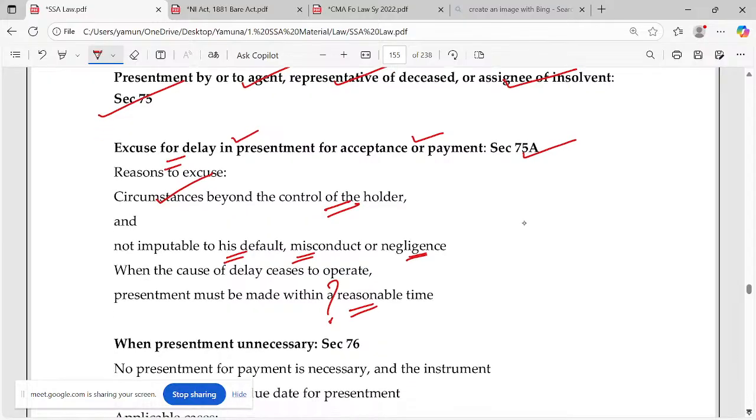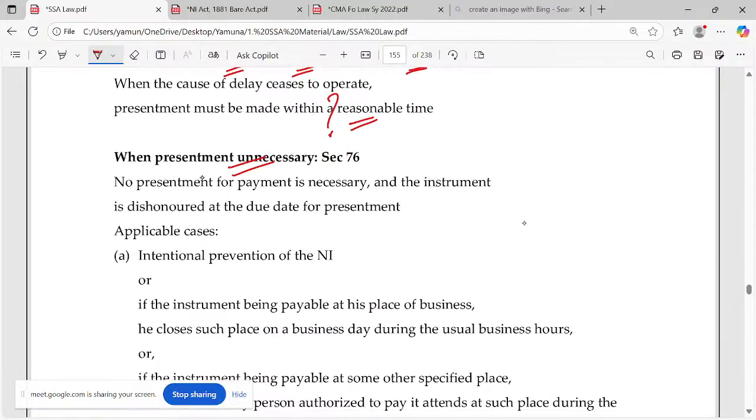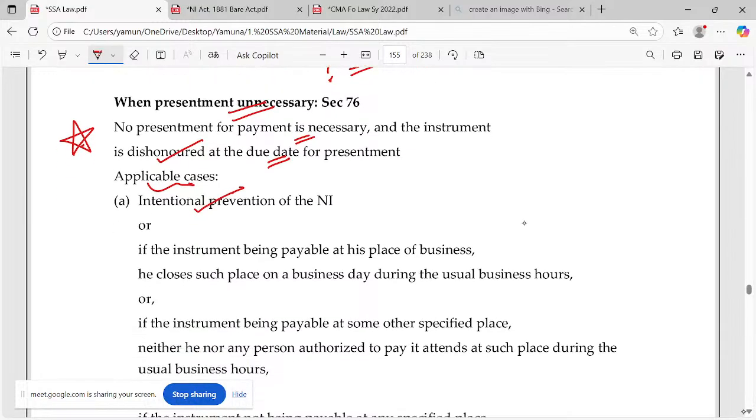Okay, section 76, when presentment unnecessary, please highlight. No presentment for payment is necessary and the instrument is dishonored at the due date of payment. எப்பனா applicable cases intentional prevention இருக்கு. அப்ப presentment தேவையில்ல that is prevent பண்ணணுங்கிறதுக்காக. Probably usual business hours சொல்றீங்க but usual business hoursல போனீங்கன்னா நீங்க என்ன பண்ணிடுவீங்க க்ளோஸ் பண்ணிடுவீங்க. That is intentional prevention. Am I right?